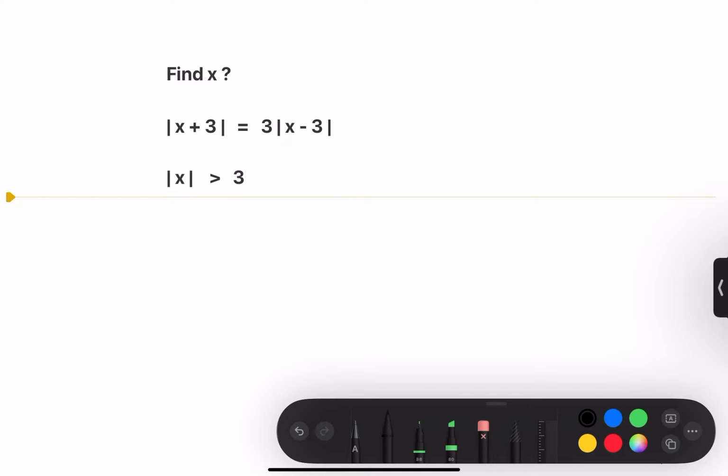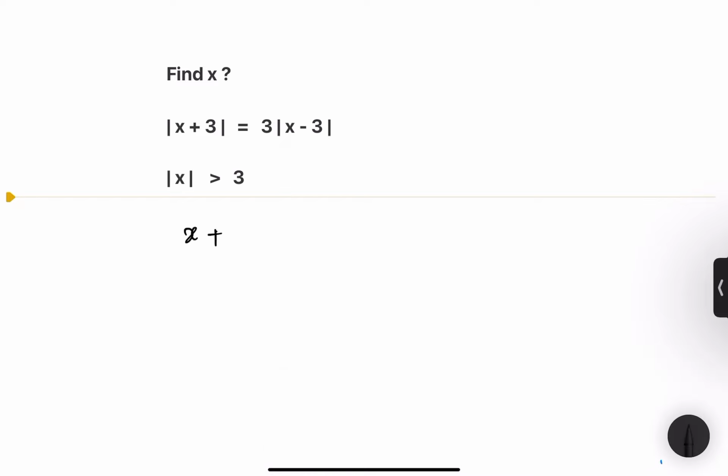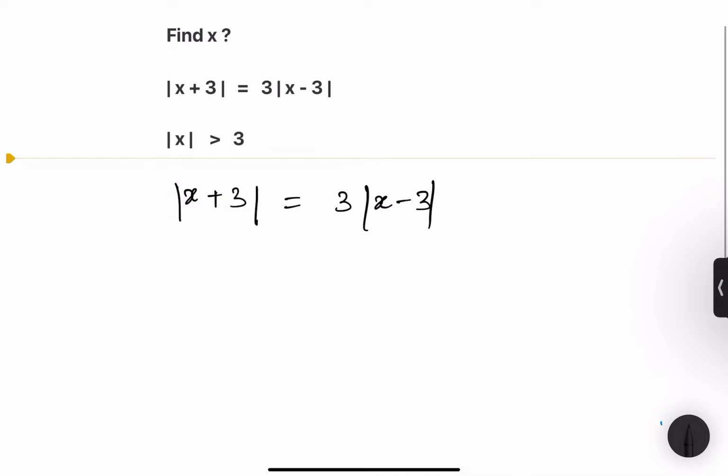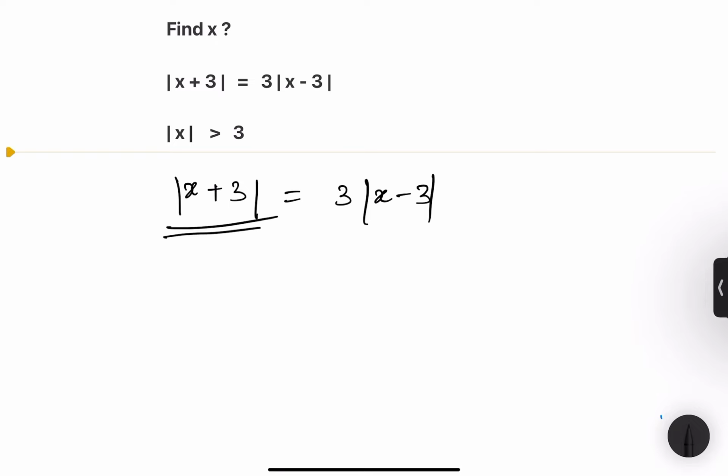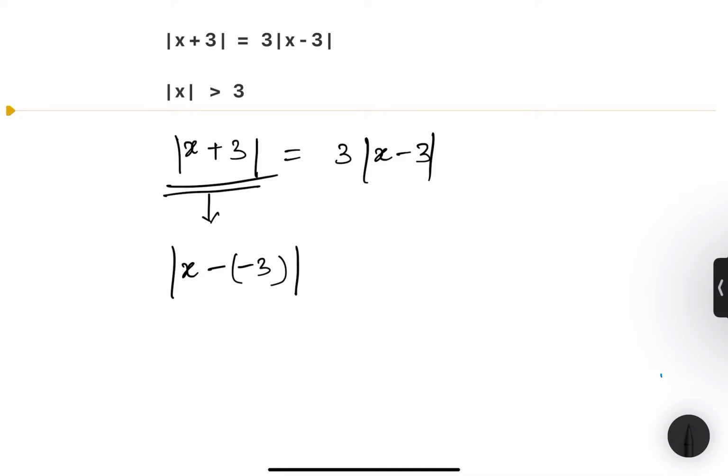that mod of x plus 3 is equal to 3 times mod of x minus 3. And so how do we represent this number? This term mod of x plus 3 can be written as mod of x minus minus 3, this whole under mod. Because when we say mod of x, this is nothing but mod of x minus 0, that is the distance of x from number 0.